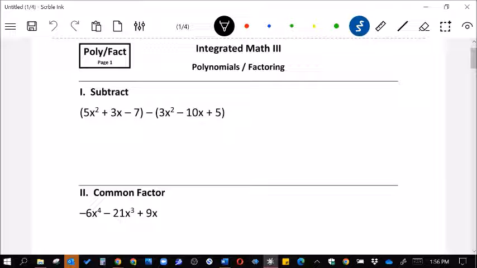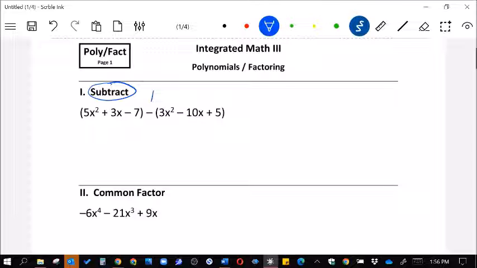Welcome. We're going to review some topics with polynomials and factoring, things that will prove very important as we continue through the course or go through this whole year. What I'm picking out here is reminders or issues that people sometimes forget about. So let's start off here with subtracting polynomials.